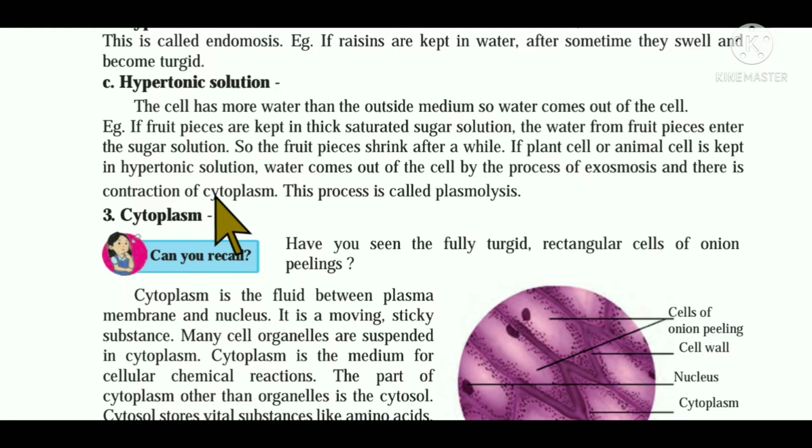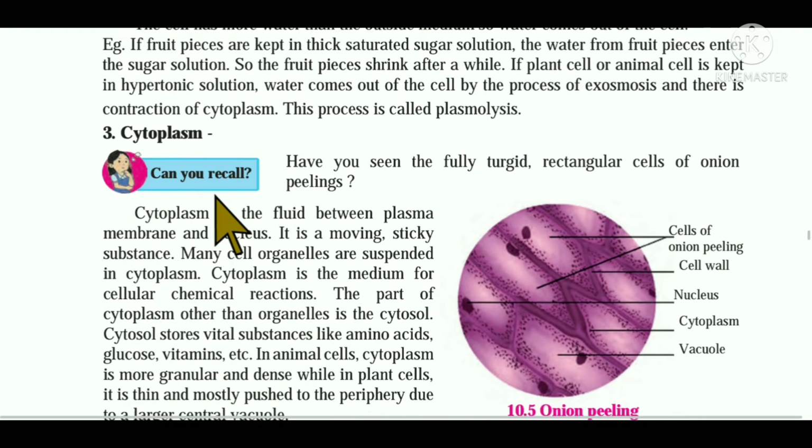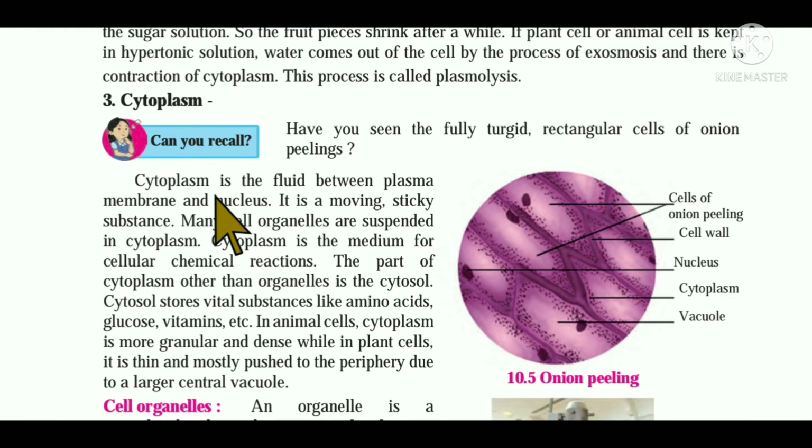If the plant cell or animal cell is kept in a hypertonic solution, the water comes out of the cell by the process of exosmosis. There is a contraction of cytoplasm. This process is called plasmolysis.